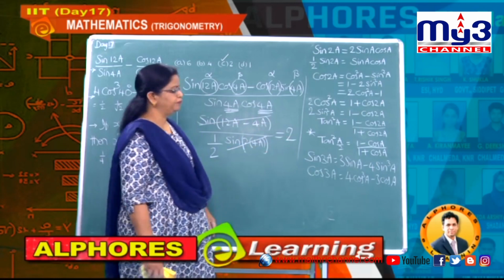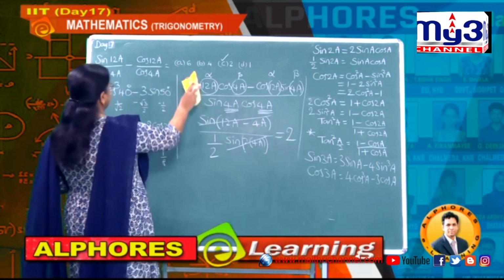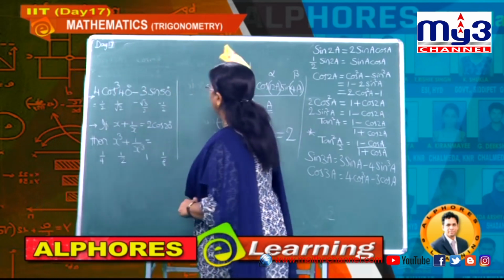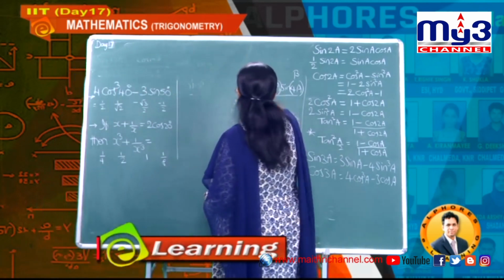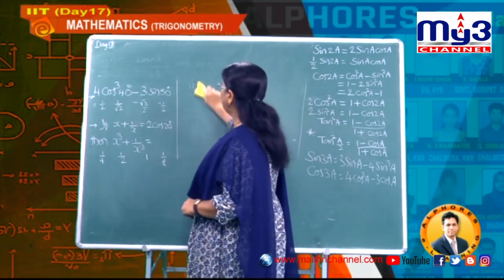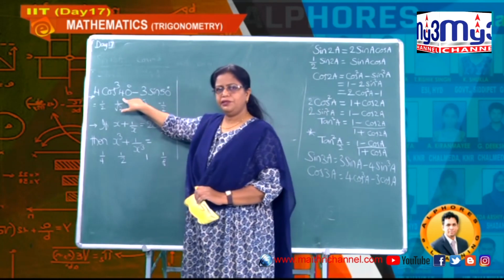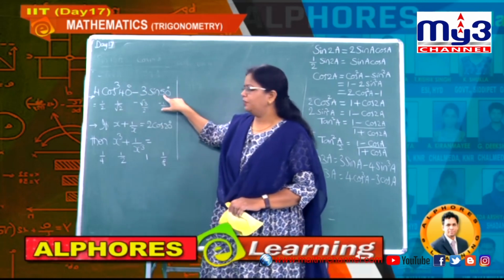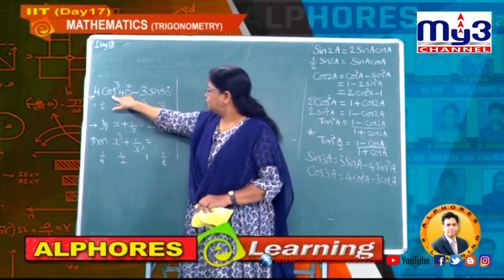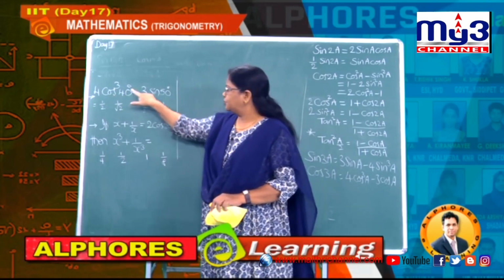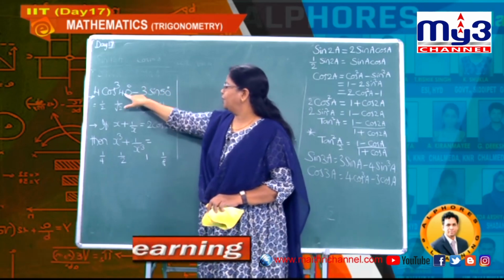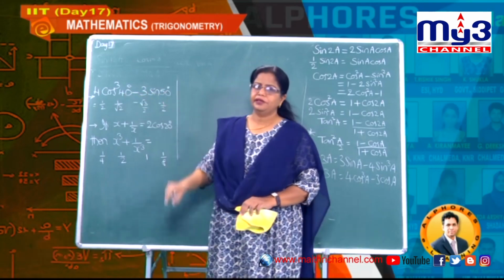Okay students. Now let us do the second problem. What is the second problem? Observe carefully. It is 4 times cos cube 40 minus 3 times sin 50 degrees. Understand, this is 40 degrees and this value is 50 degrees. Moreover, both are not cos. One is cos, the other one is sin, and the angles are also not the same.